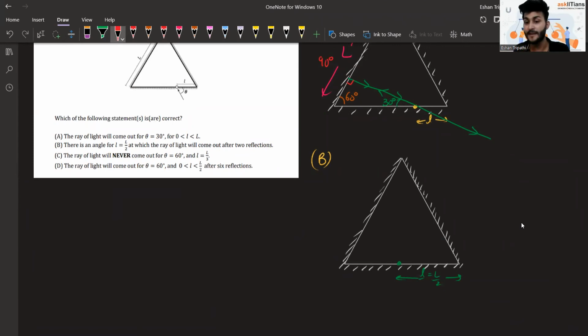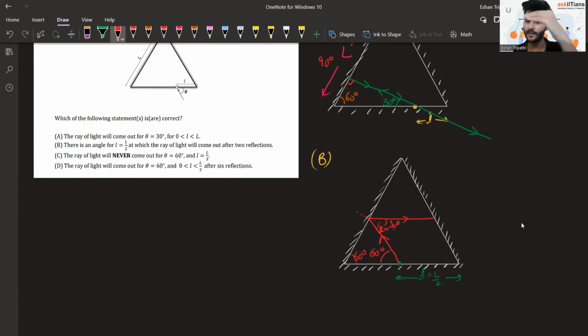My favorite symmetry over here will be when light goes like this. Just imagine when it goes at 60-degree angle. How would it get reflected? Just imagine 60, 60. This angle will be 60, this will be 90. So this will be 30. And if it goes at 30, it will go out also at 30 like this, reflect at 30 degree.